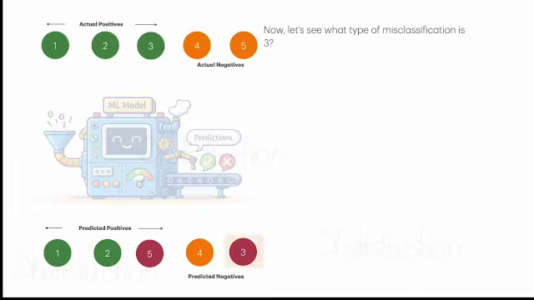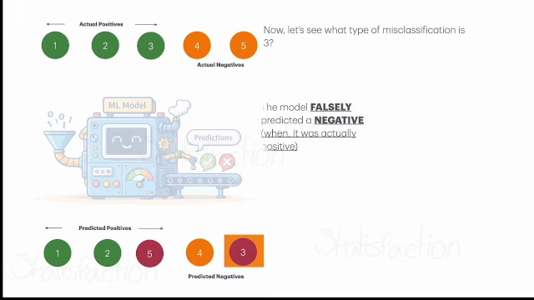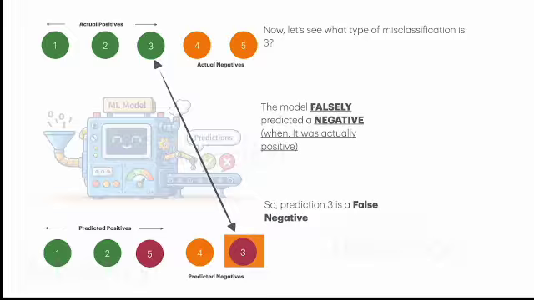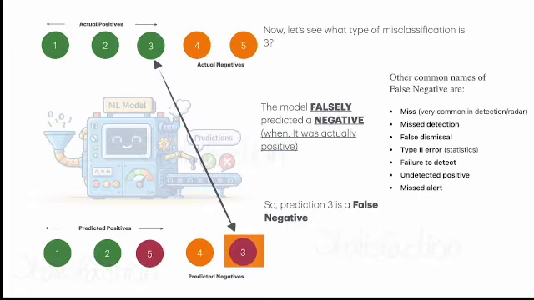What kind of misclassification is prediction 3? Prediction 3 is a false negative. The model incorrectly predicted negative when it was really positive. False negatives are also known as a miss in radar and detection, type 2 errors in statistics, as well as false dismissal, undetected positive, or a missed alert.